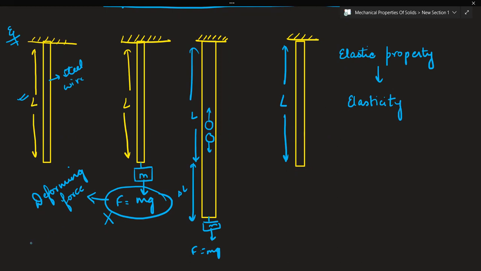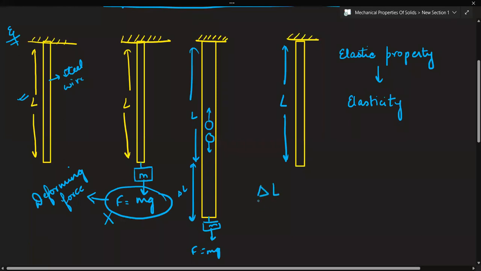Ma'am, actually, I always had this doubt. What is exactly delta? Delta means change. Change, right? Yes, change. For example, let's say this original length is 6 meters. Now it has increased. This wire has increased to 10 meters. What is the change in length?